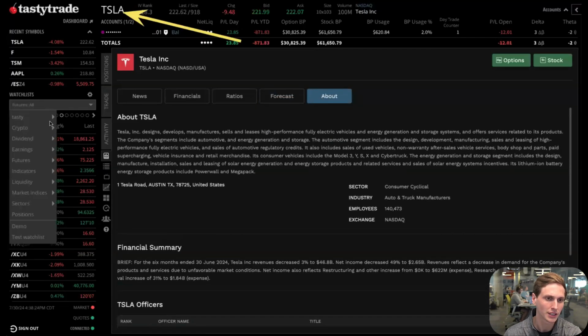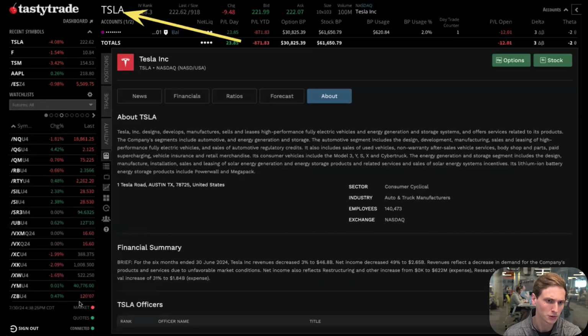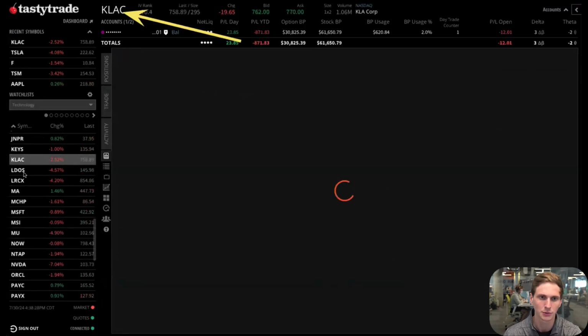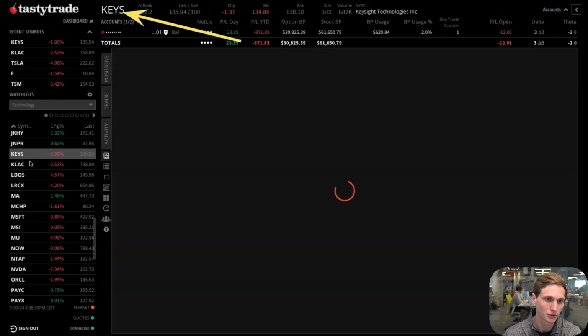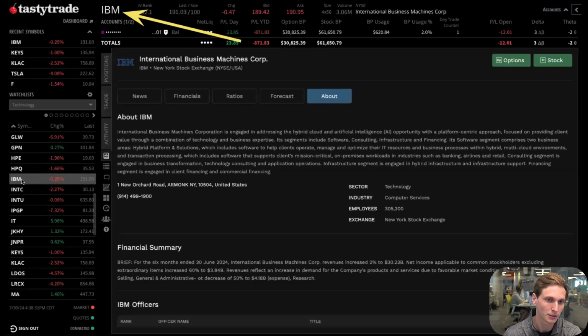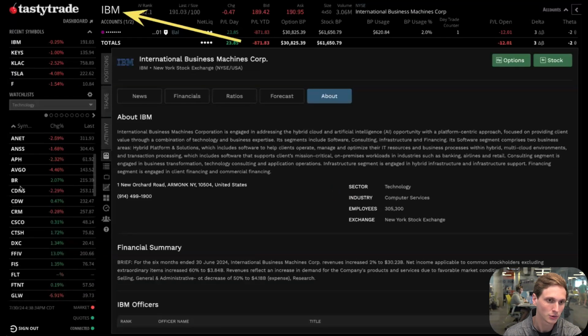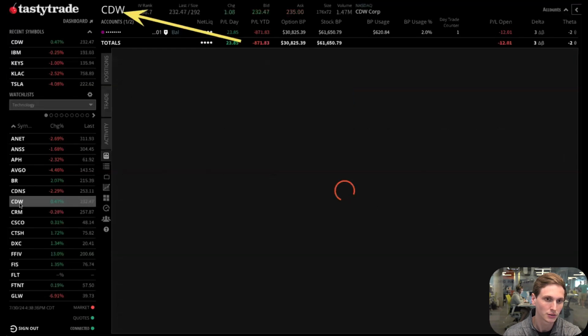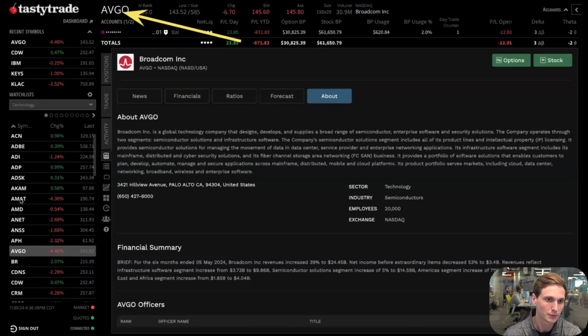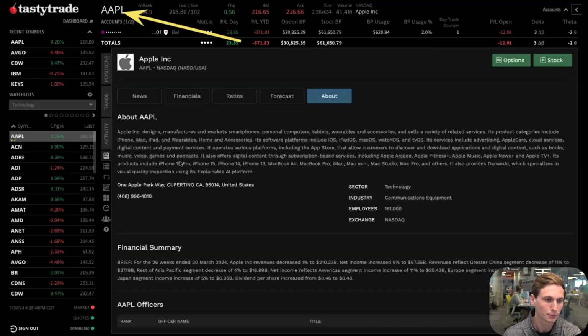And then as you're navigating through your watch list, maybe we're looking at the technology watch list, it's really nice where you can click through different symbols in your watch list. And again, my computer's just not loading. But you can go CDW. Maybe there's nothing on that too. But Apple, kind of go around.